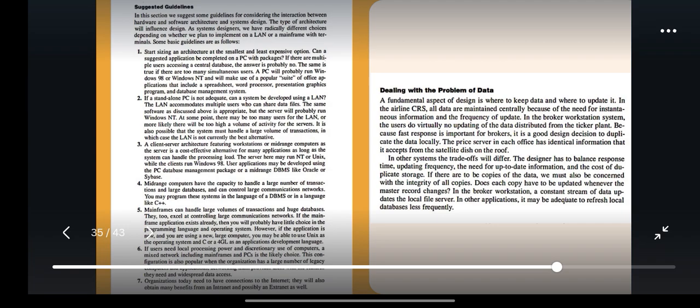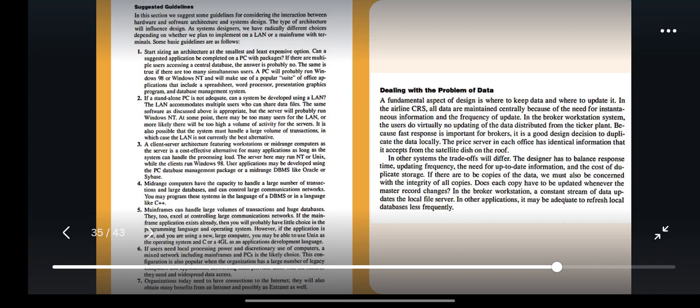So, here's how you deal with the problems of data. A fundamental aspect of design is where to keep data and where to update it. In the airline CRS, all data are maintained centrally because of the need for instantaneous information and the frequency of update. In the broker workstation system, the users do virtually no updating of the data distributed from the ticker plant because fast response is important for brokers.